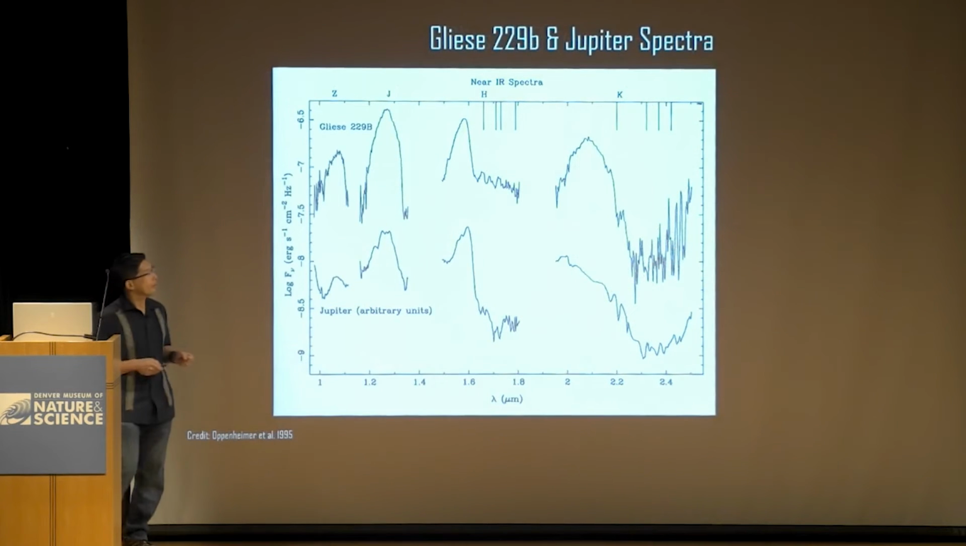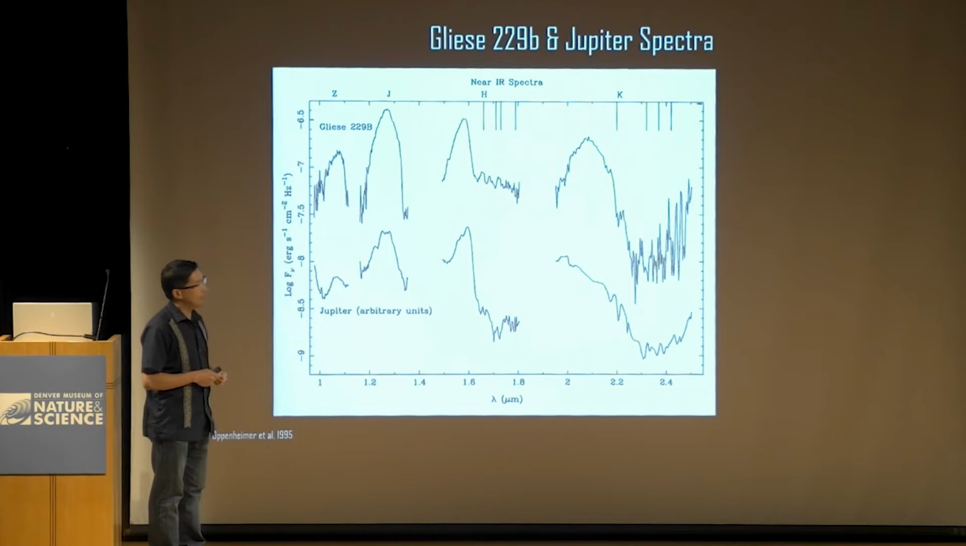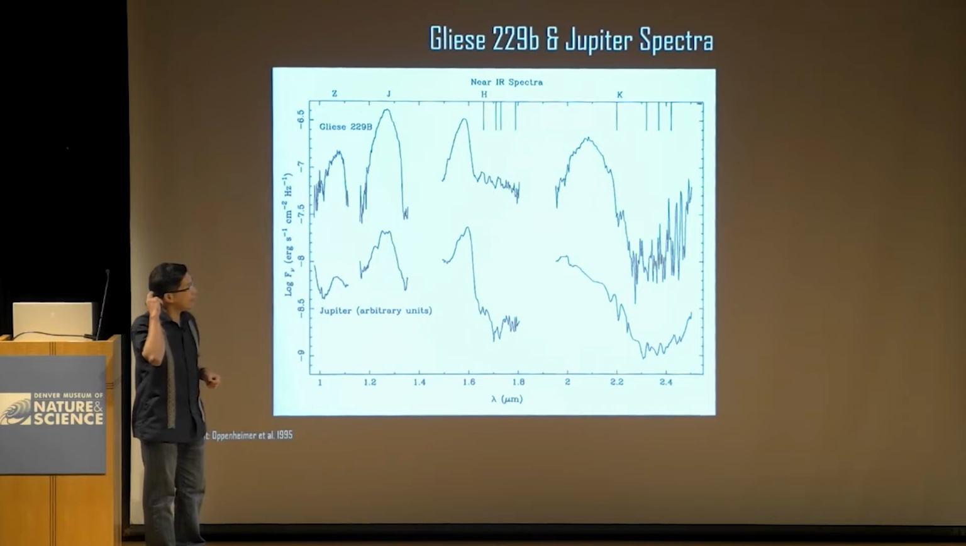And since then, we've had more than 1,000 brown dwarfs, maybe 2,000 now. I'm not a brown dwarf expert. But this is what the spectra looks like for 229b.